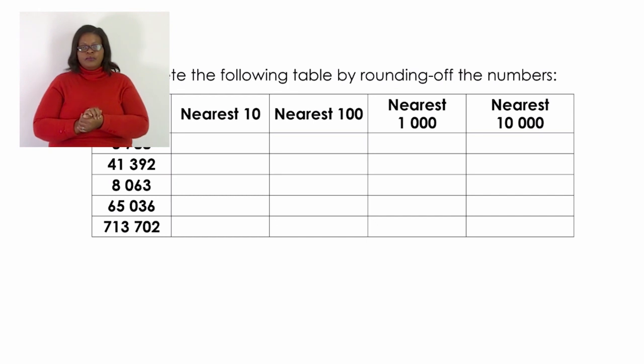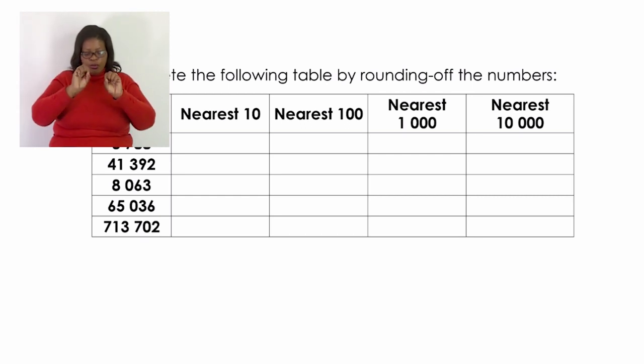The nearest 1,000 and the nearest 10,000 is the same. And if you look at the first number, which is 3,788, rounded to the nearest 10,000, I have done that example for you on the chalkboard. So remember, somewhere you need to put a 0, and then you just round off.